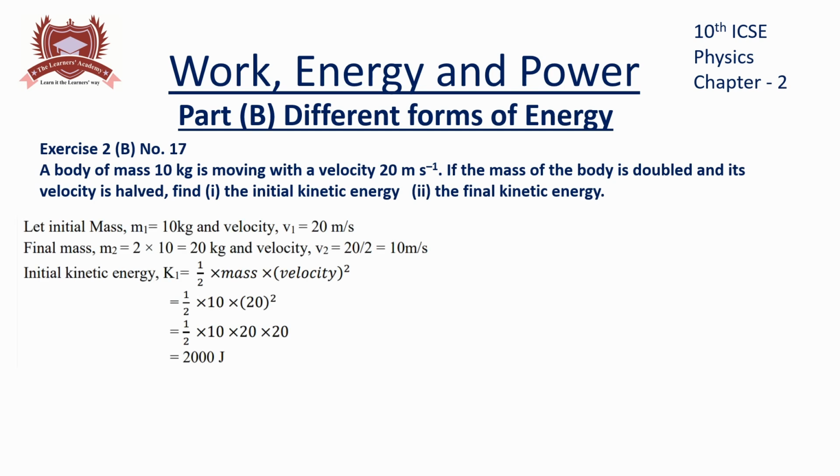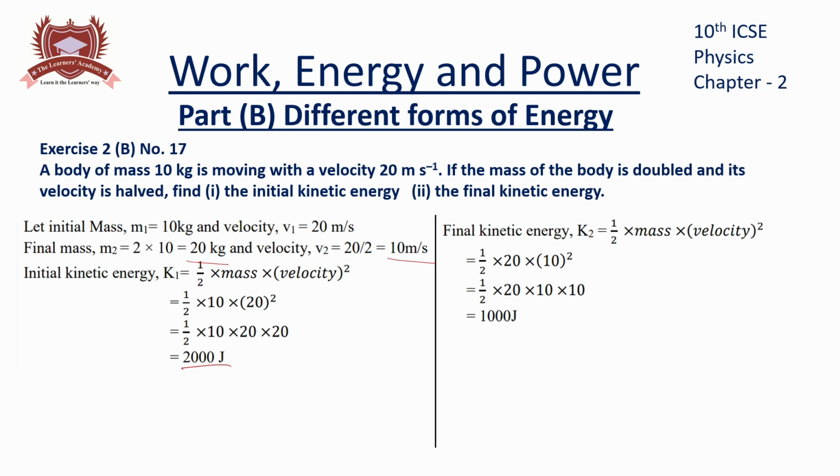In the first case, the mass m1 was 10 kilograms and the velocity v1 was 20 meters per second. Now m2, the mass, is doubled, so it would become 20 kilograms and velocity is halved, so it would be 10 meters per second. First case, kinetic energy would be half into mass into velocity square, so we would get half into 10 into 20 square, so it would be 2000 joules.